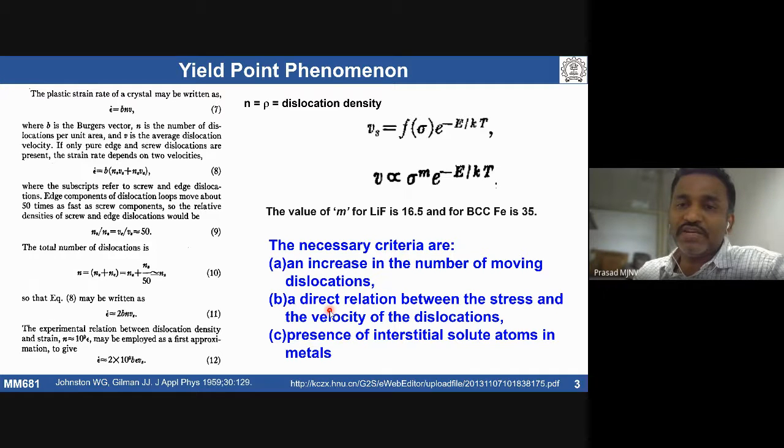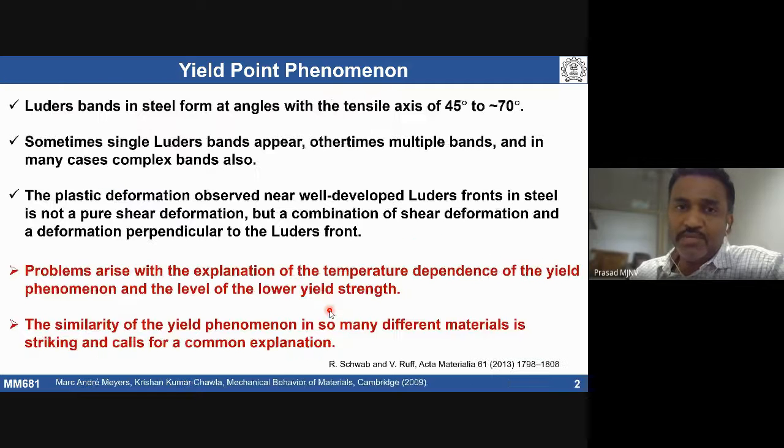The stress, what you are seeing at the lower yield point, there will be some serrations depending on the number of Lüders bands that are being created and propagating. Intersection of those bands can give that kind of serrations in the stress-strain curve at the lower yield point. Okay, so basically in the yield point phenomenon we are talking about, the Lüders bands usually create at 45 degrees to 70 degrees. The bands can be single bands, or sometimes multiple bands, or complex bands also can form.